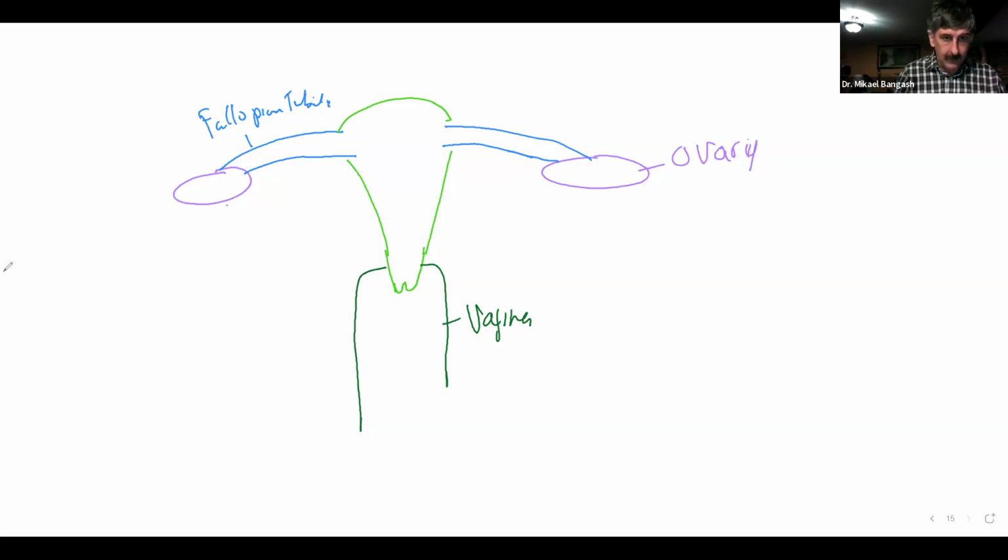And that's what we had on the inside of the uterus. The uterine canal is going to be lined by a membrane called the endometrium.